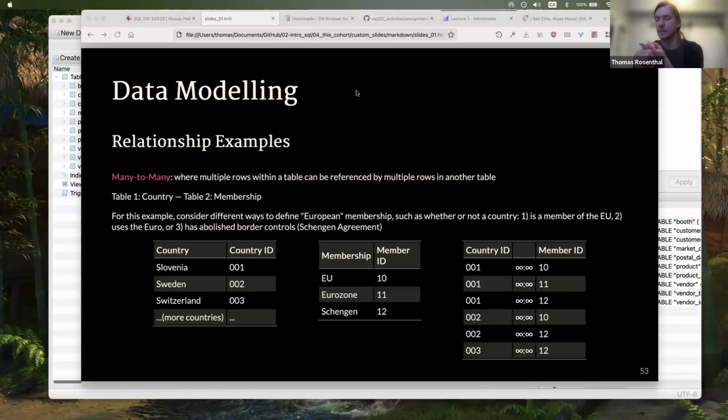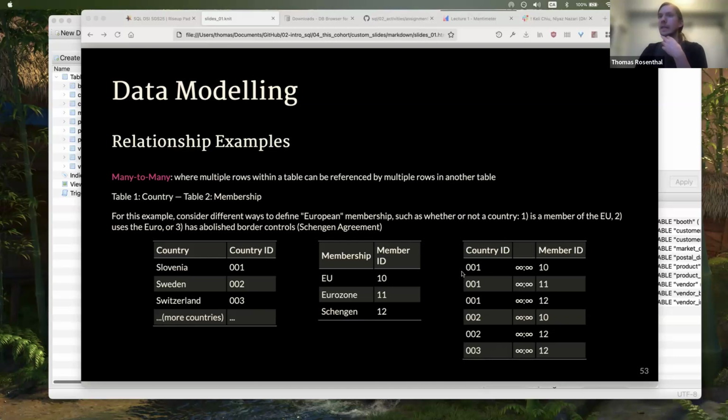So consider different ways here. We can say whether or not a country is a member of the EU, part of the Eurozone, so uses the euro, or has abolished border controls, the Schengen Agreement, right? So let's take 3 examples here, 3 countries: Slovenia, Sweden, and Switzerland. Are they in Europe? From the 3 different ways here, we can say one way to describe membership is the EU, another way is the Eurozone, and another way is Schengen.